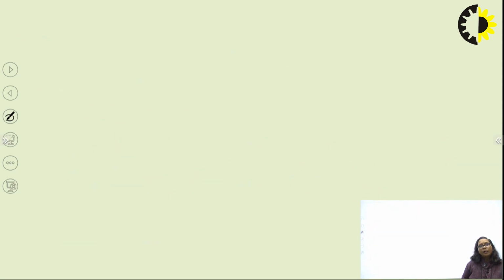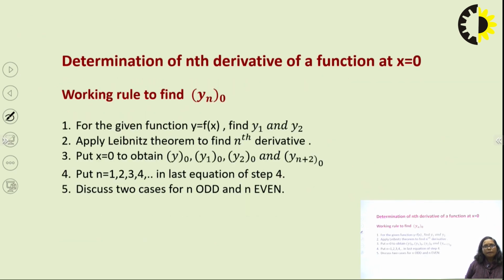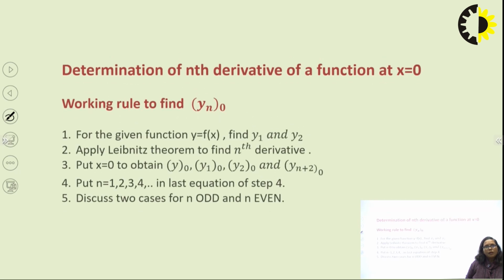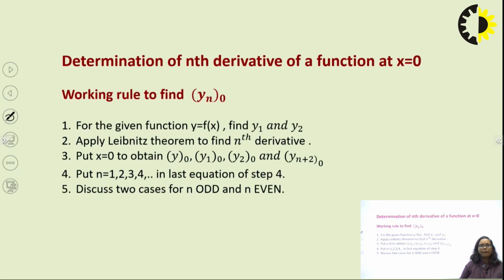Next I am coming to one important application of the Leibniz theorem, that up to Leibniz we get the nth derivative. So, determination of the nth derivative of the function at the point x equal to 0 means you have to find out the value of y_n(0). y_n(0) is nothing but the value of y_n at the point x equal to 0, because y_n is a function of x, like this one. So what is the working procedure to find out the value y_n(0)?